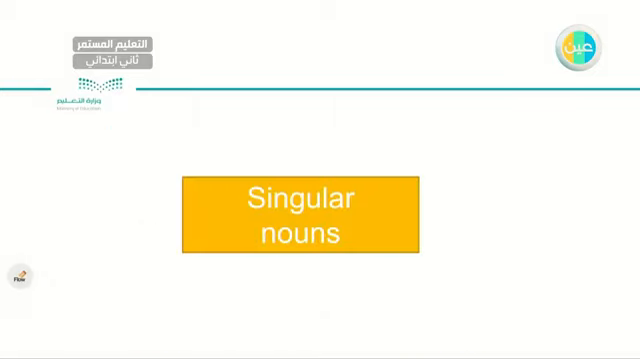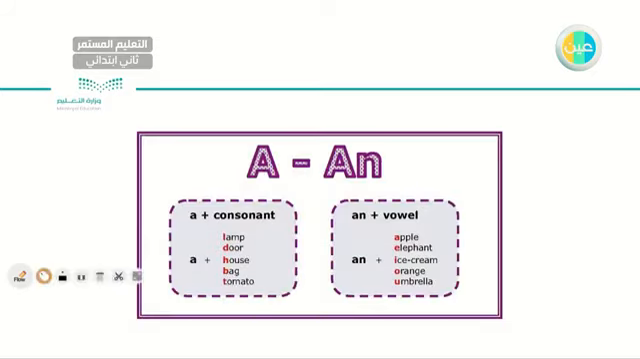Now we'll be focusing on singular nouns, okay? Let me tell you why. We will be learning now how to use an article in front of a singular noun, not plural, singular. So apple, egg, book, teacher, car, just one, okay? As you can see to your left, I have A followed by a consonant. A lamb, a door, a house, a bag, a tomato. All the red letters are consonants.